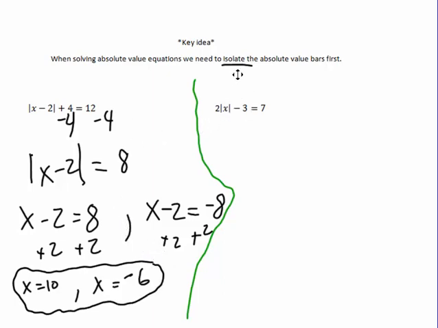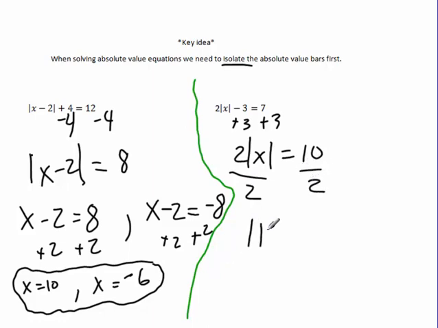Alright, so here we need to isolate our absolute value bars first. I want to isolate these. So I want to add 3 to both sides. So now I get 2 times the absolute value of x equals 10. Now here, again, I need to isolate my absolute value bars. I'm not isolated yet, so I need to divide both sides by 2. And divide both sides by 2. And now I get the absolute value of x equals 5.